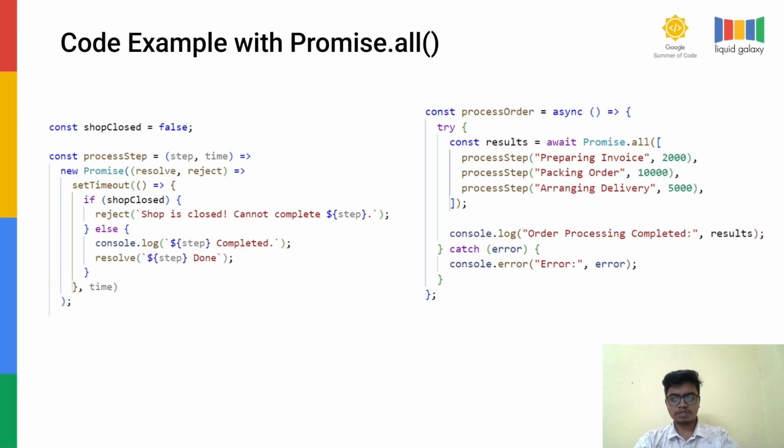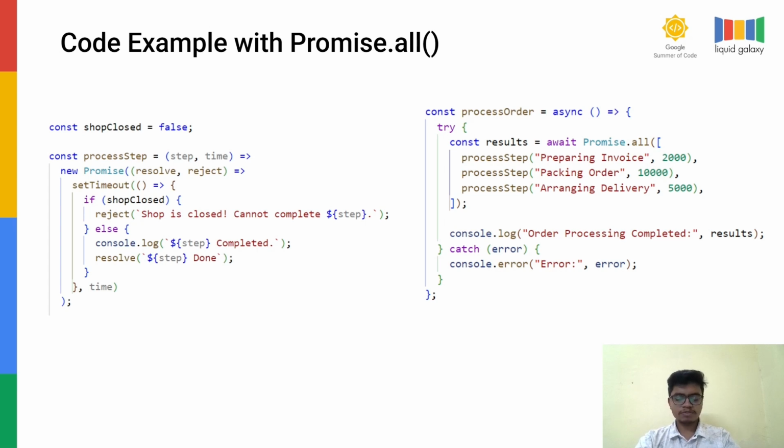So here we have used promise.all, and inside of this we are passing an array of promises. So there are three promises. Now, if we are doing promise chaining, then all three promises will be resolved after 2 plus 10 plus 5, 17 seconds of time. But if we use promise.all and pass all the promises as an array, then all the promises will start executing parallelly, and all three promises will resolve after 10 seconds of time because they started executing parallelly.